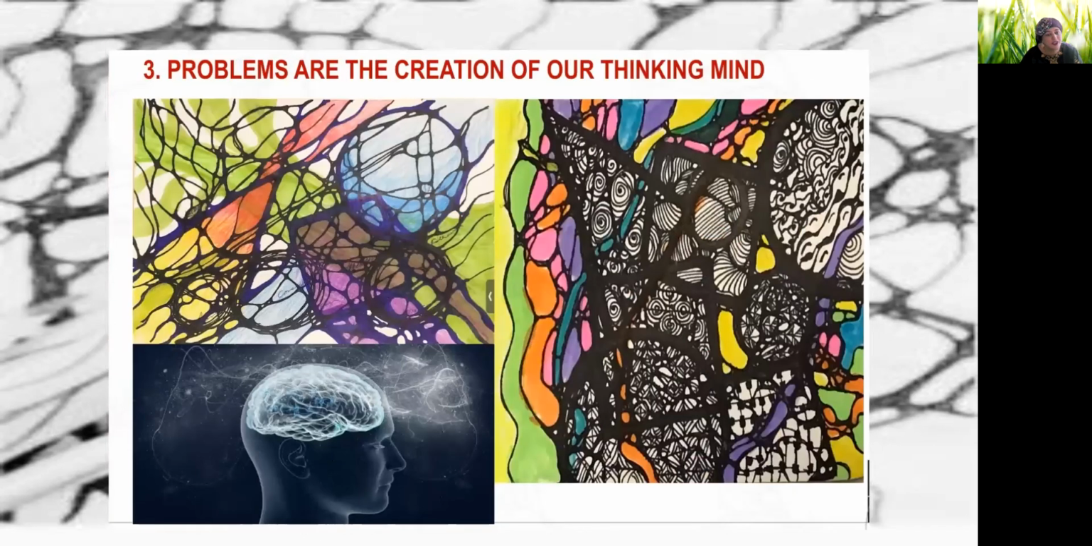The third principle is called the problems are the creation of our thinking mind. I want to explain that everybody in this universe, we have different creations, different creatures. We have animals, we have insects, we have sea life creatures, flying creatures. One creature has something unique to it. One creature has a mind, not just a mind, but a thinking mind.